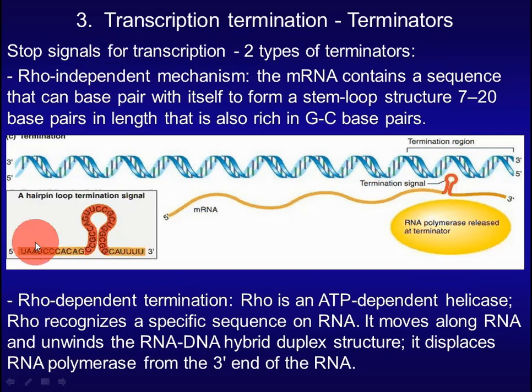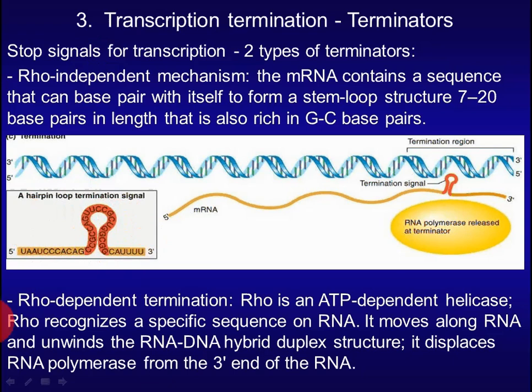Here is a stem loop structure. In the stem, the nucleotides form base pairs. In the loop, they are not base paired. The stem loop structure is also sometimes called a hairpin structure.